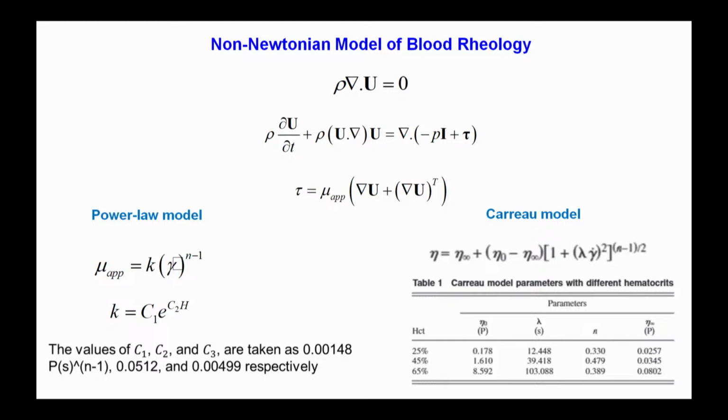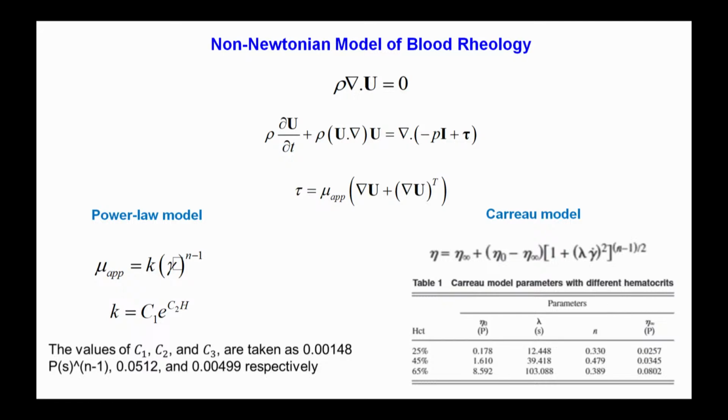So, till now we have assumed the blood to be Newtonian, but in reality it is not Newtonian. For non-Newtonian you can use either the power law model or the Carreau model, and there are a couple of other models also. So, what is the power law model? Basically the apparent viscosity is K into shear rate to the power n minus 1, where the values of K and n depend upon the hematocrit percentage. So, K is equal to C1 e to the power C2 into H, where H means the hematocrit percentage.